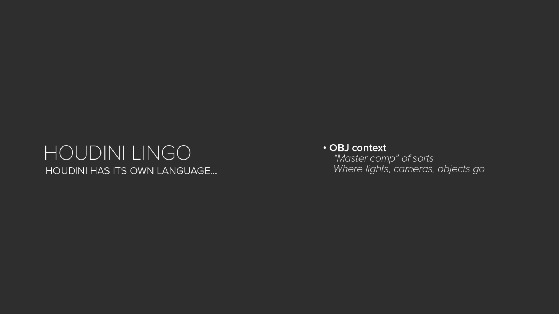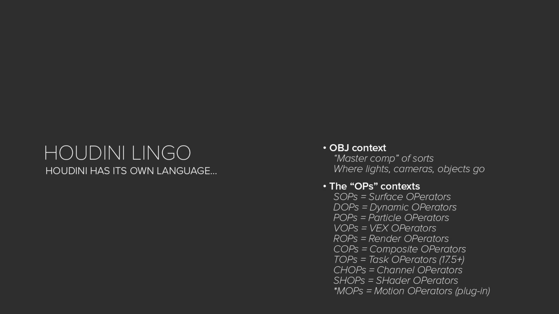This is where you put lights and cameras and objects and everything. This is all of the stuff that's actually going to render when you render something. So then there's the ops contexts. Ops stands for operators. So SOPs is surface operators, and that's actually where we're going to be spending most of our time in this course.